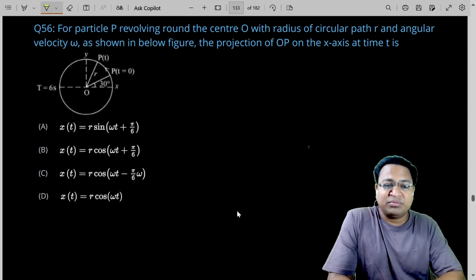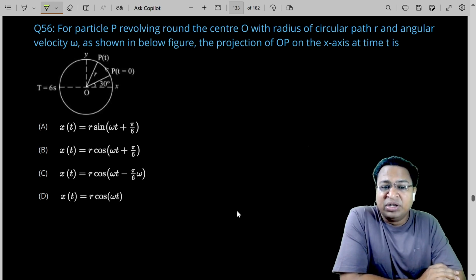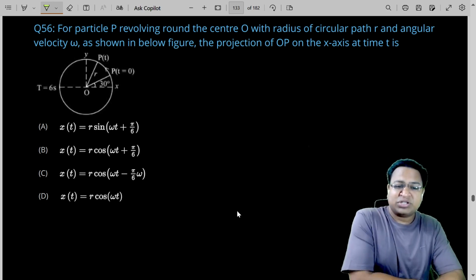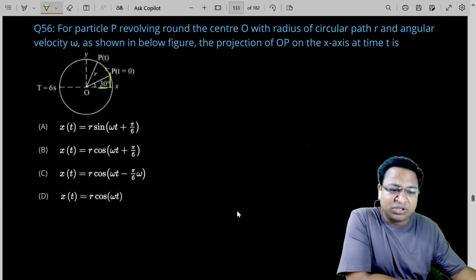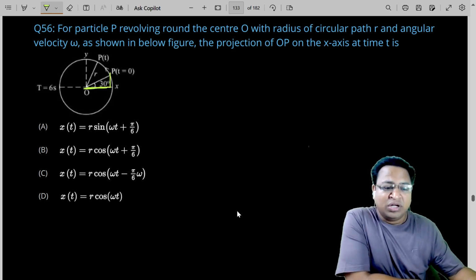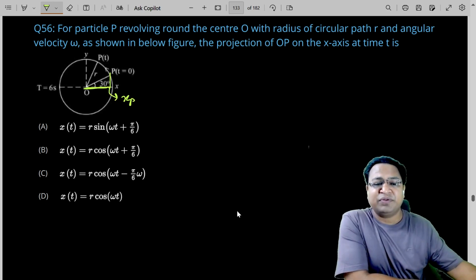Now we go to question number 56. It says for a particle P revolving around the center O with the radius of the circular path R, the angular velocity omega is shown in the figure. The projection OP on the x-axis. So we are trying to talk about this projection. Basically, we are trying to find out the x coordinate of point P. That's what we are trying to find out.